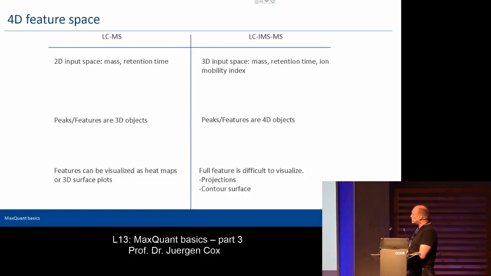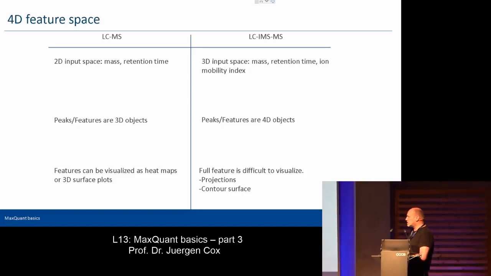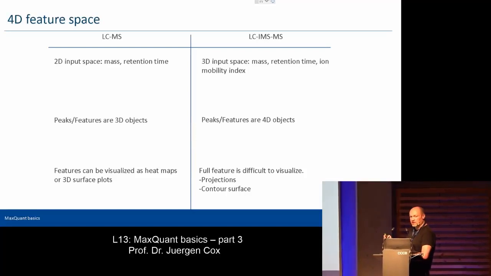So in this world, the peaks or the features used to be 3D objects, and now there are 4D objects. And since these were 3D objects, these were actually quite easy to visualize. For example, one could just make a heat map display, where the x and y of the heat map are mass and retention time, and then you color code the intensity. Or you could show them as 3D surface plots, like a 3D object that you can turn, and so on. So that's all easy going. But now, since we have this additional dimension, the full feature is quite hard to visualize.